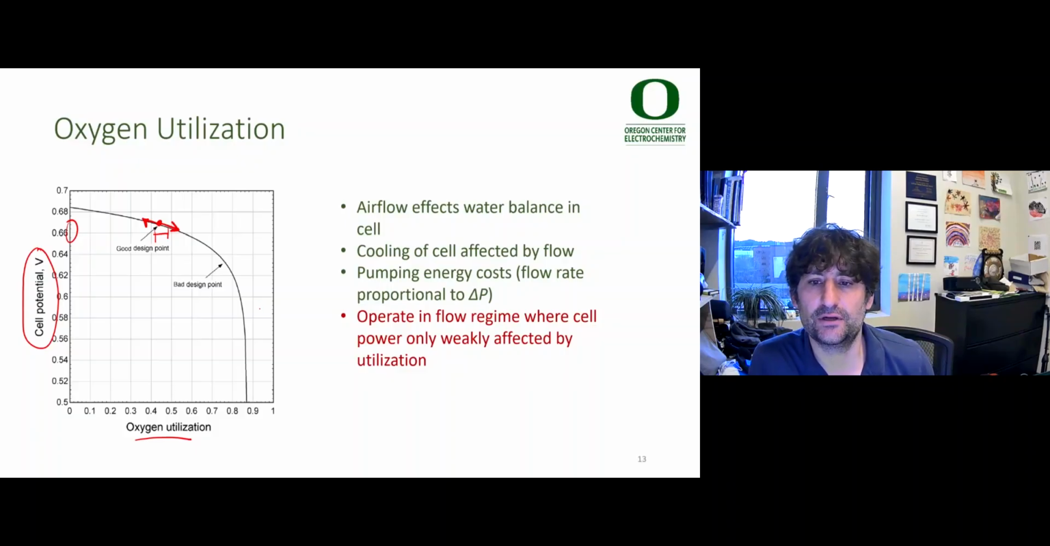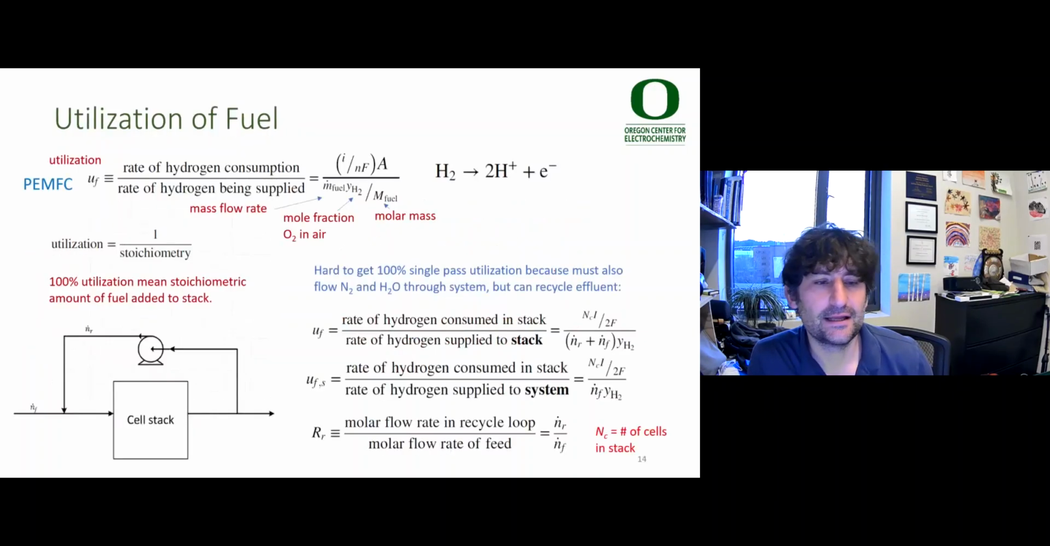I'll also mention that the airflow affects the water balance in the cell, as the airflow can carry away water from the cell. It also affects cooling and the transfer of heat. And the ancillary pumping energy costs go up as you increase the delta P across the cell to increase the flow rate. Now let's talk about utilization of fuel.